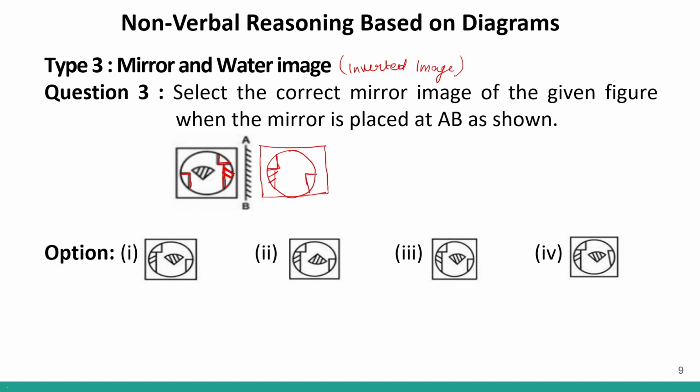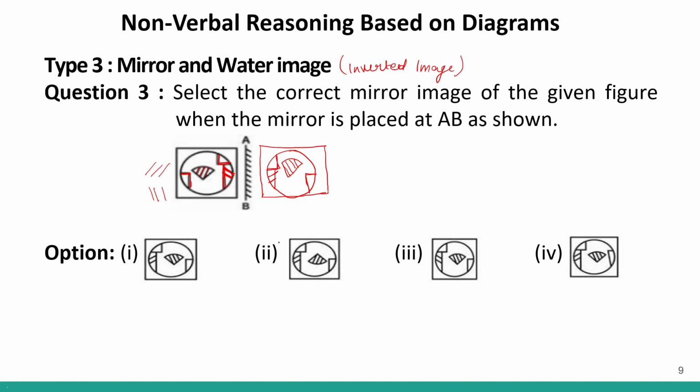Correct? And there is a segment like this over here. If the lines move like this, in the mirror image the line will be like this. So my lines will look something like this. This will be my mirror image. So going option by option.